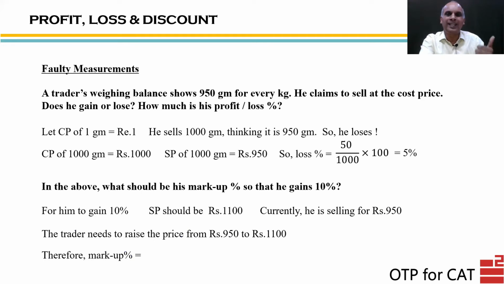And therefore the raise percent, that is markup percent, will be 150 divided by 950 into 100, and that comes out to roughly 15.79, or you can say 15.8%. So markup percent should be 15.8%. Now realize that the seller, the trader, is thinking that he is gaining 15.8% by raising the price by that much percent, but actually he ends up gaining only 10% because of the faulty measuring instrument.